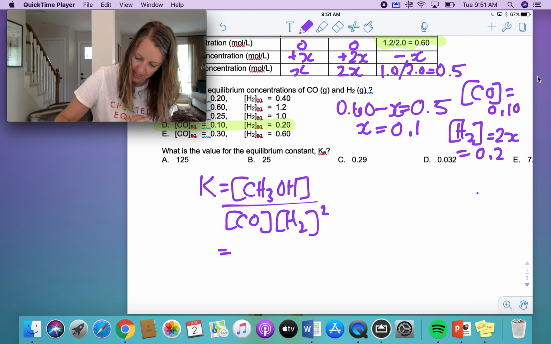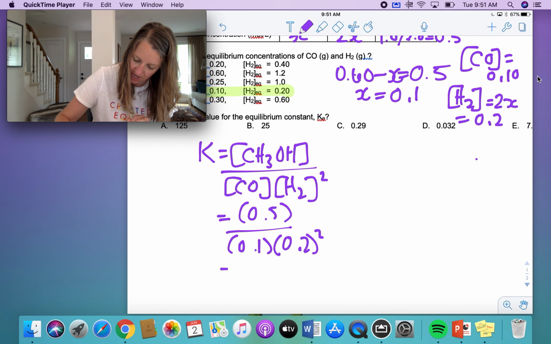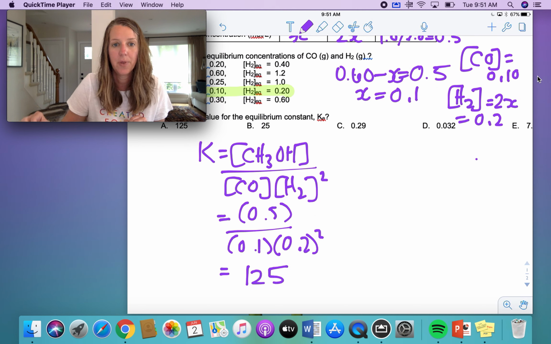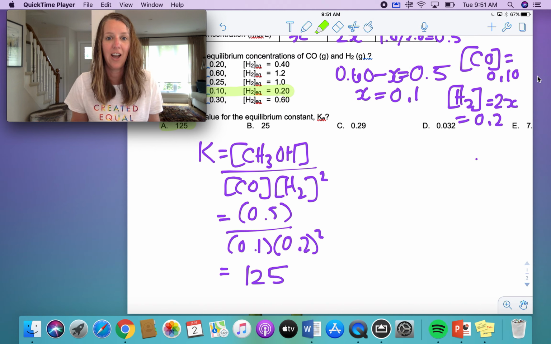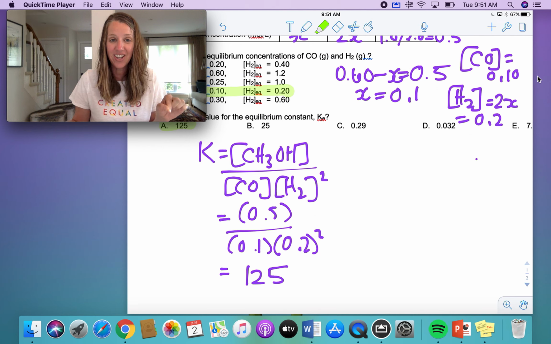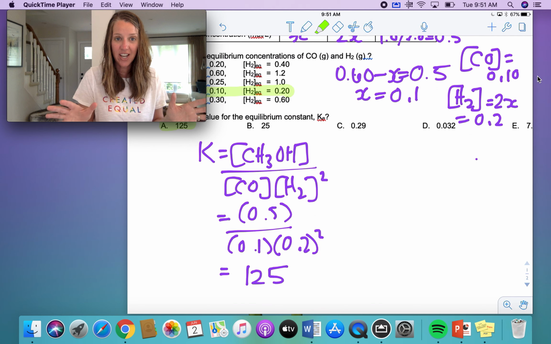Plug your numbers in: 0.5 over 0.1 times 0.2 squared, and your K value was 125. So the answer for the second part was 125 for my Ke, which is the equilibrium constant, and you can calculate a constant if you're using the concentrations at equilibrium. And that's your ICE table.